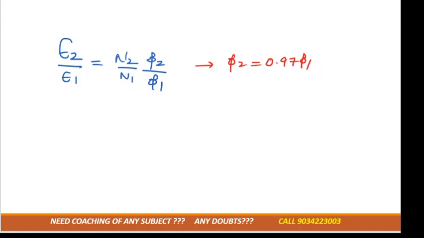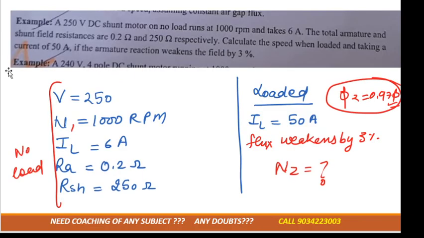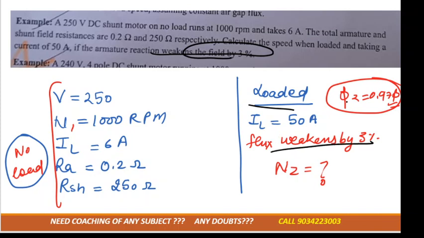So this is the same question we had done earlier. All the things are same. This is the condition for no load and this is the condition for load. But in the previous question flux is constant, and in this question they said flux weakens by 3%. So that means phi2 is equal to 0.97 phi1.